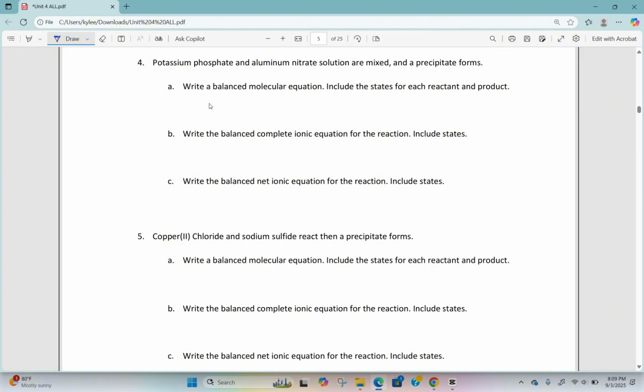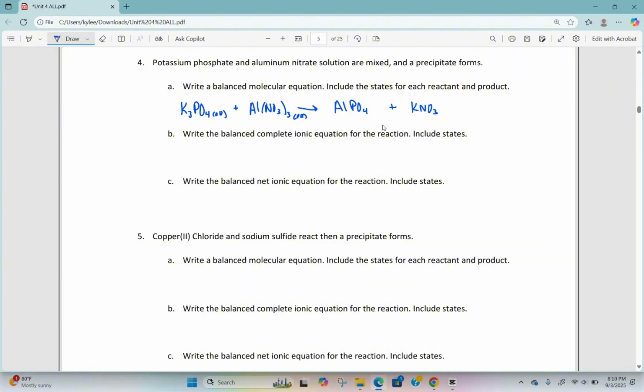Our next one has potassium phosphate. That's going to be K3PO4 because of how the charges are balanced. And it says both of these are solutions. It's going to react with aluminum nitrate. This is going to be a double replacement reaction. So aluminum is going to go with phosphate and K is going to go with NO3.